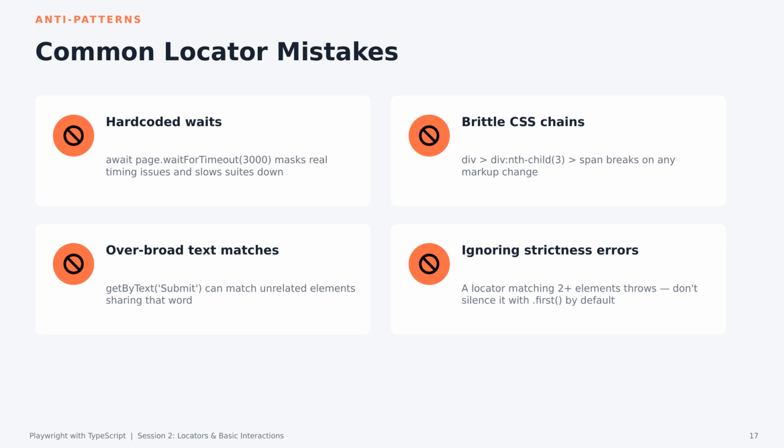Brittle CSS chains, something like div > div:nth-child(3) > span. This breaks the instant the markup changes even slightly, regardless of whether the actual behavior changed. Overbroad text matches: getByText('submit') can accidentally match a completely unrelated element somewhere else on the page that just happens to share that word. And ignoring strictness errors: if a locator matches two or more elements, Playwright throws an error to warn you about that ambiguity. Don't just silence that error by slapping .first on it as a reflex.